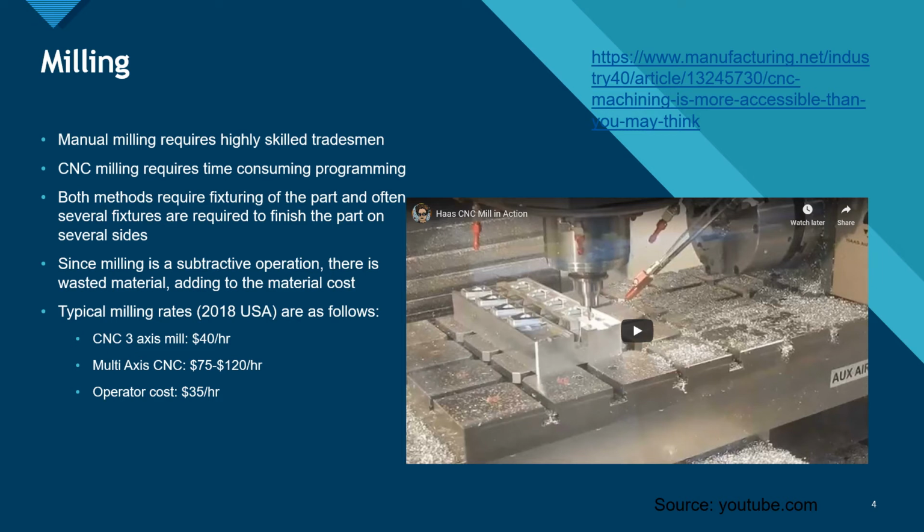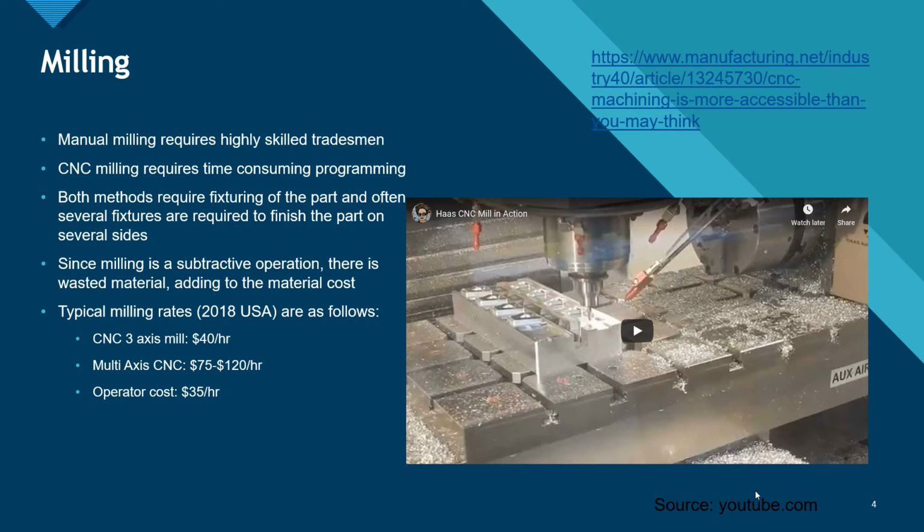Milling of a square billet requires a highly skilled tradesperson, and may or may not require a CNC program that can be quite time-consuming. Regardless of whether it's made on a manual or CNC machine, it will still need to be fixtured at least once or multiple times. And since this is a subtractive process, there is wasted material, which adds to the cost.